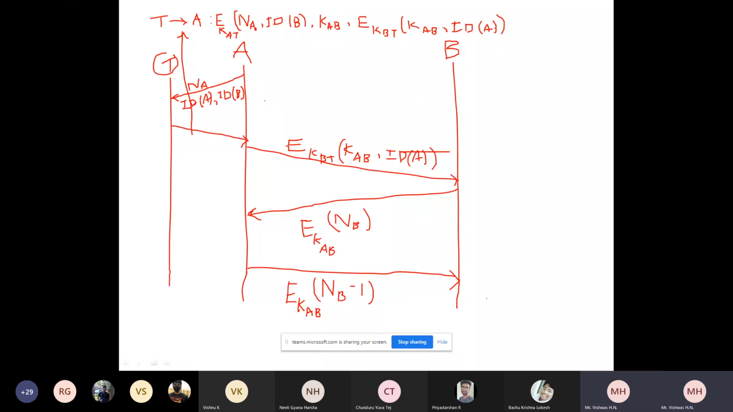Am I clear, students? Okay. So I'm removing this diagram. I hope you have written it, because if you write it, it will be very easy for you to understand. Is that clear, students? So I will erase it now.